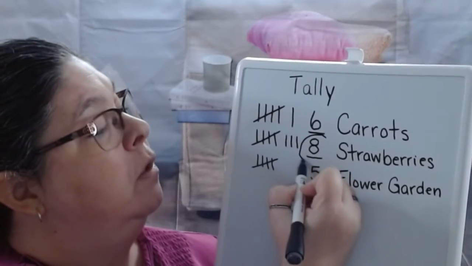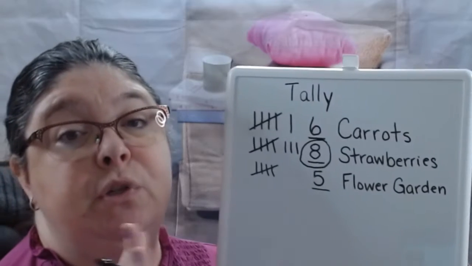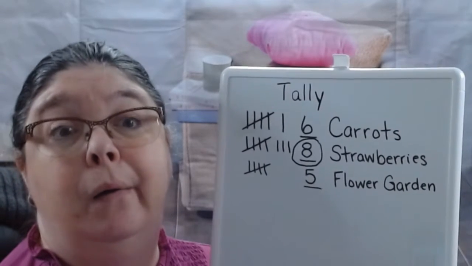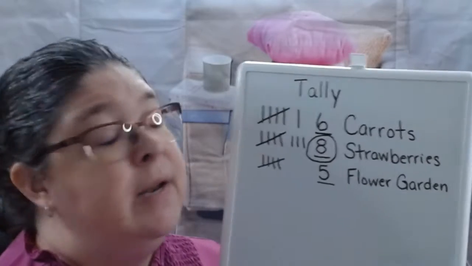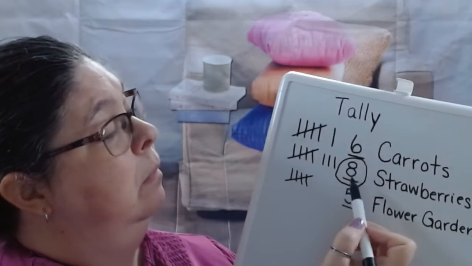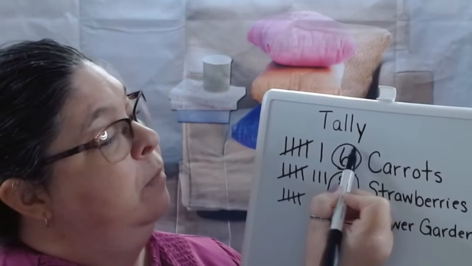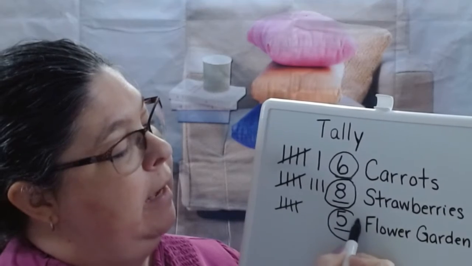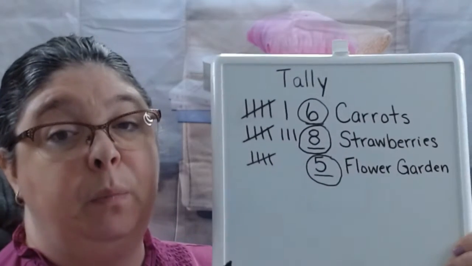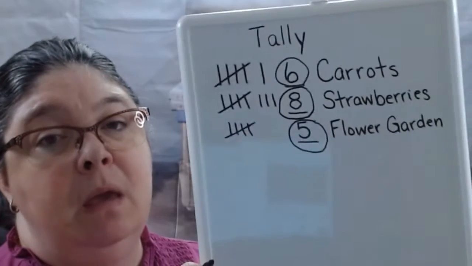Yeah. So we have number 8 as the largest number. So the most people wanted to grow strawberries. Okay, then the next biggest number would be 6. So that would be the carrots. And then the flower garden had the least number of people that wanted to grow a flower garden.